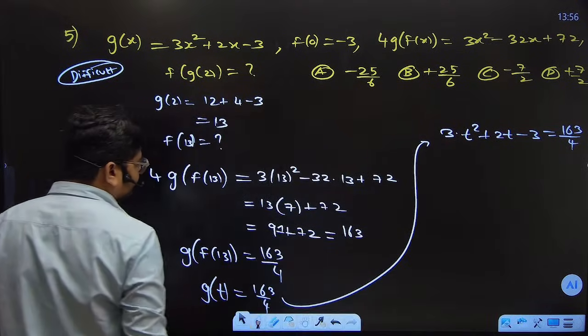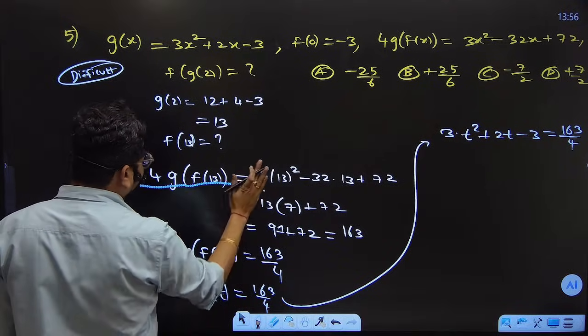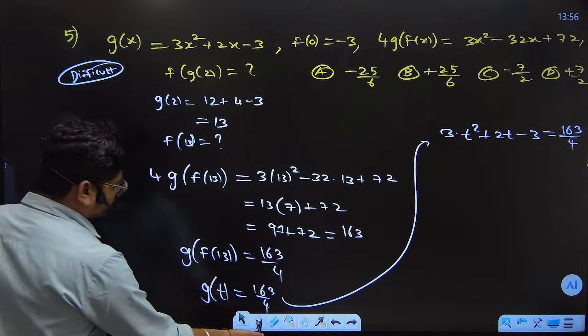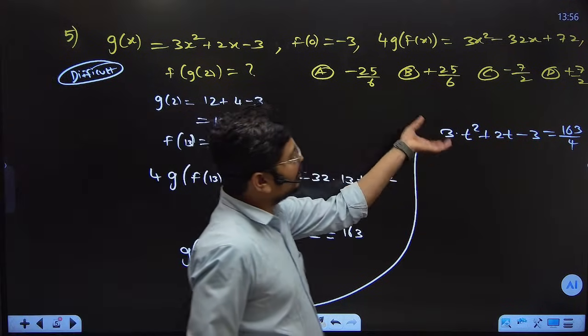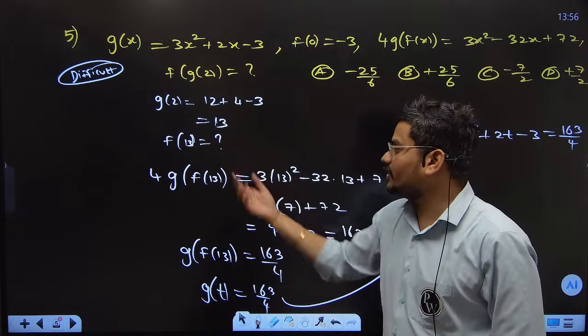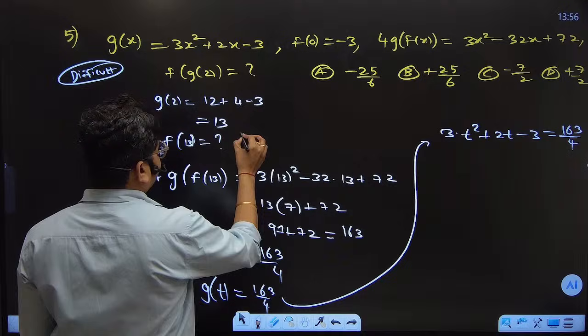So the actual method is something like this: you assume f of x is a linear expression, and then you can try to solve it. That is another way, and we'll just go with the options part. What I have done here is assume f of 13 as t, because that is what they are asking in the question.